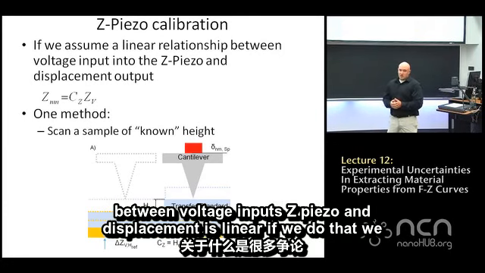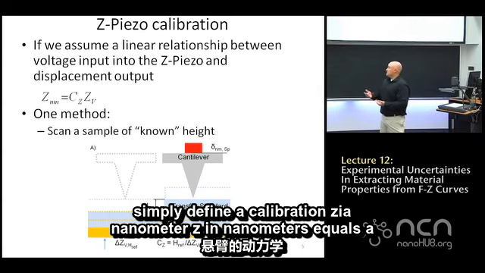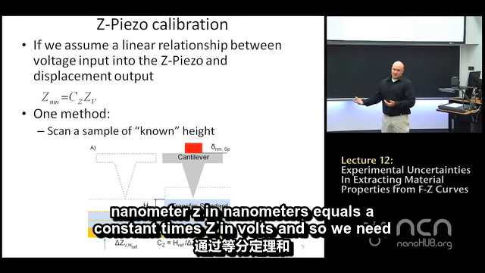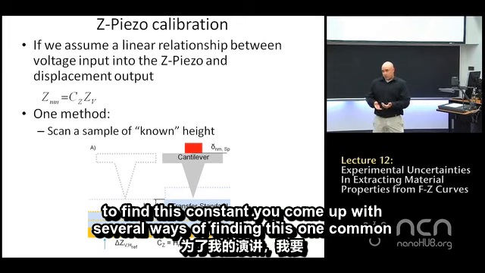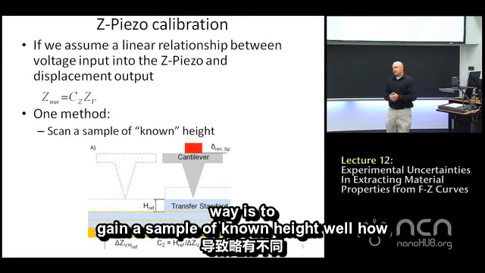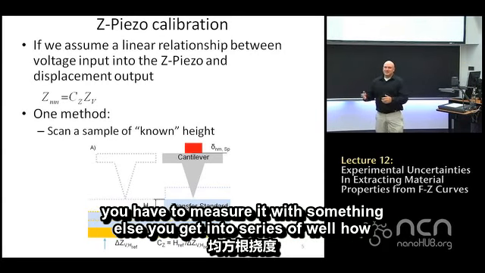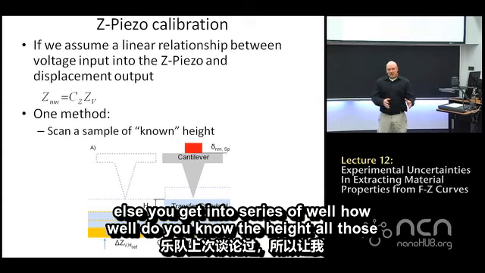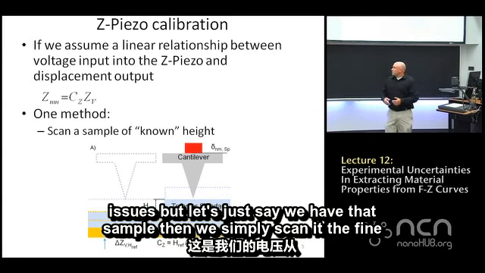If we do that, we simply define a calibration: Z in nanometers equals a constant times Z in volts. And so we need to find this constant. There are several ways of finding it. One common way is to scan a sample of known height. Well, how do you get a sample of known height? You have to measure it with something else, and you get into a series of issues about how well you know the height. But let's say we have that sample, then we simply scan it and define a calibration.